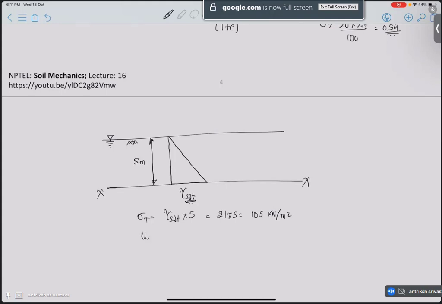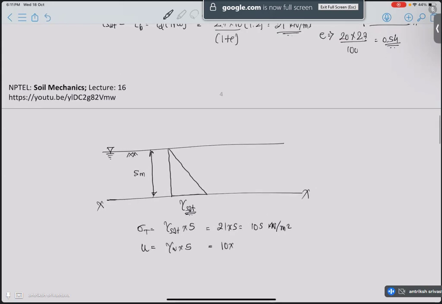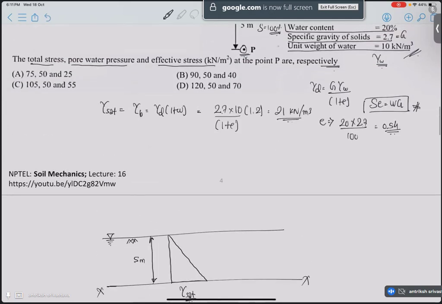Water stress represented as U is gamma W, unit weight of water, into depth, that is 10 into 5, 50 kilonewton per meter square. And the effective stress is nothing but the difference between these two. So total stress minus pore water pressure or water stress, that is 105 minus 50 is equal to 55 kilonewton per meter square. So you can clearly see that the correct answer for this question is option C.